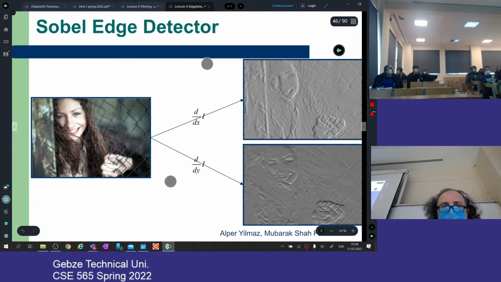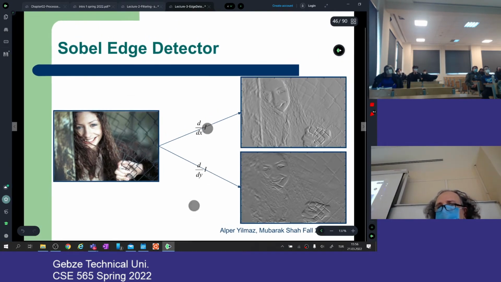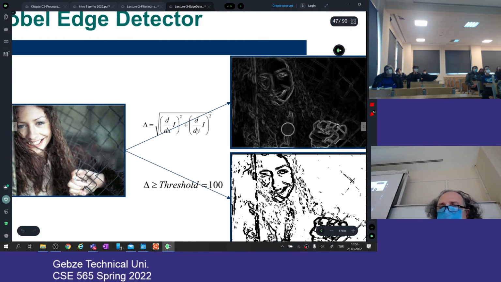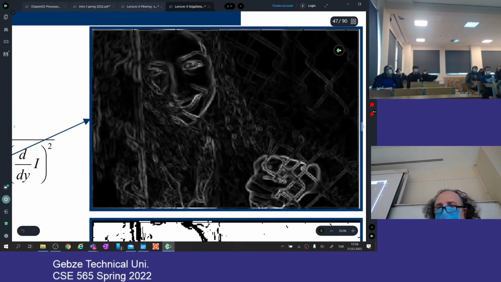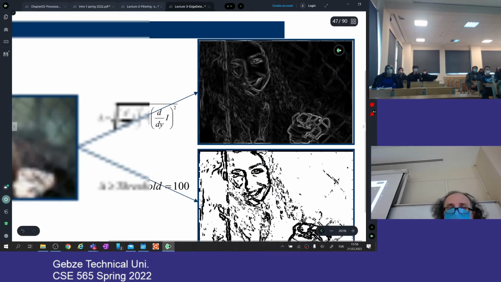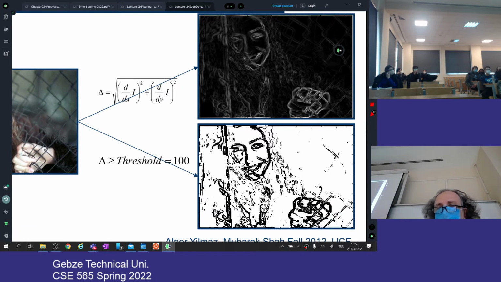Okay, the same input image, x dimension gradient, y dimension gradient. Square them, add them up, and take the square root. This is the magnitude image. The 0 means that no changes either in x or y dimension. 255 means that there is a very large change in either x or y dimension, I don't know which one. And apply a threshold. For example, if your value is above 100, then those are the edge points, and this is what you get.